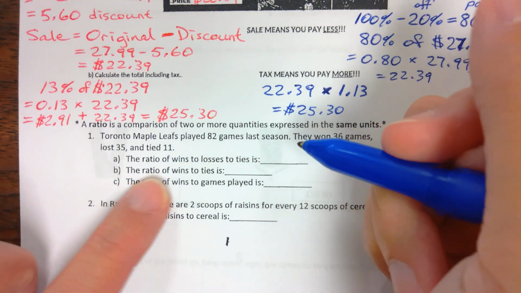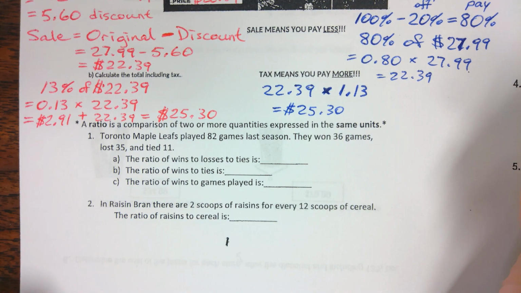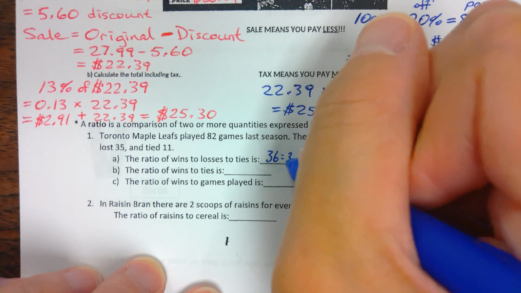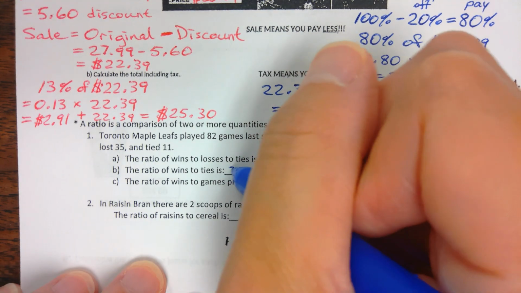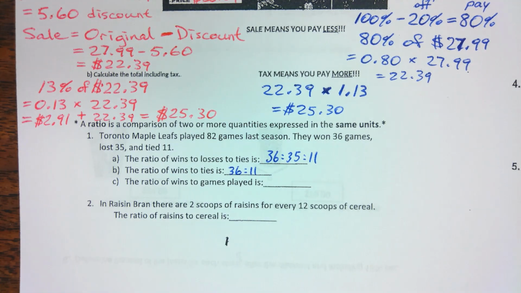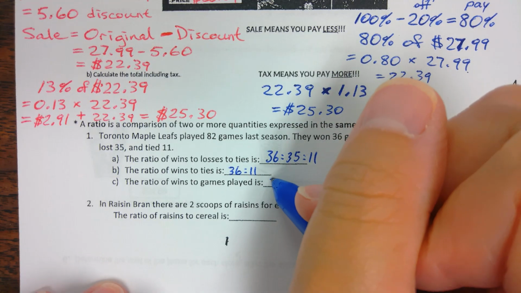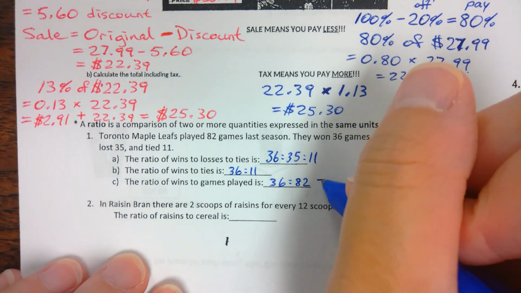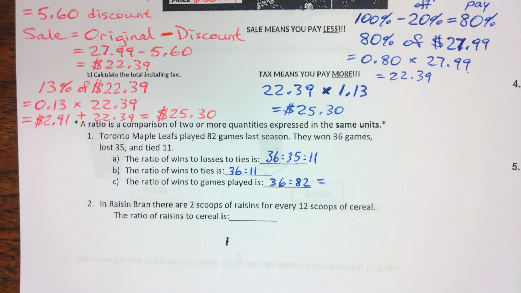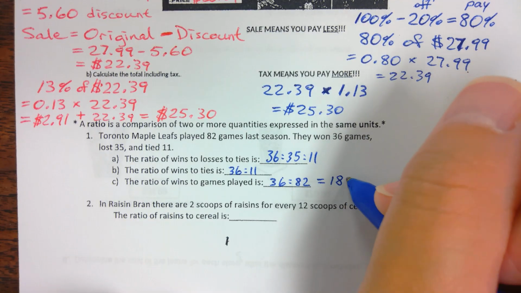Yeah. Okay, anyways. Wins to losses to ties. So what do I write? 36 to 35 to 11. Right. What about wins to ties? 36 to 11. Good. And what about wins to games played? 36 to 82. Right. You can reduce this. All ratios, if you can reduce them, you have to reduce, which is 18 to 41.